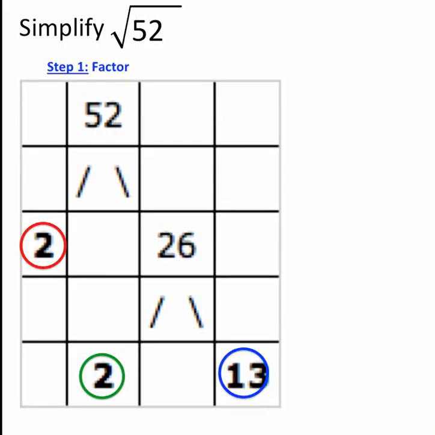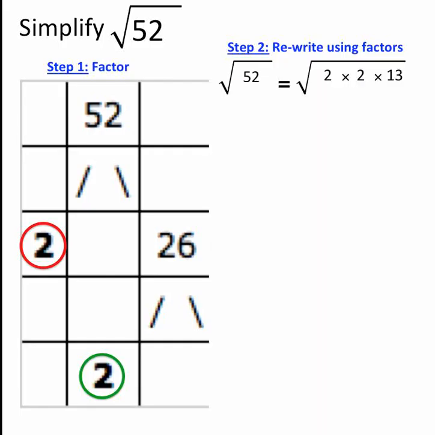Now that I have those factors, what I can do is use them to rewrite my original expression using those factors. So I can say that the square root of 52 is equal to the square root of the product of its factors. In this case, 2 times 2 times 13.